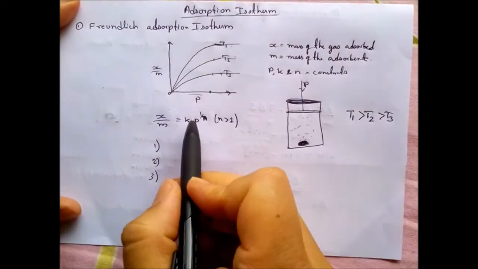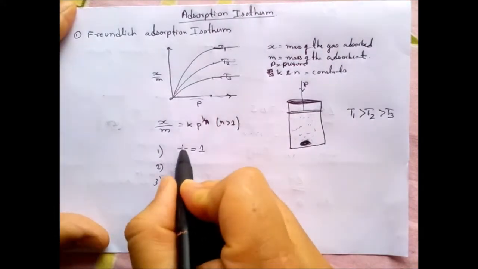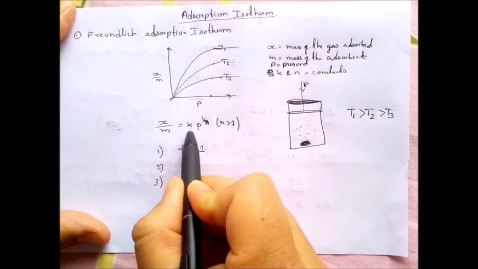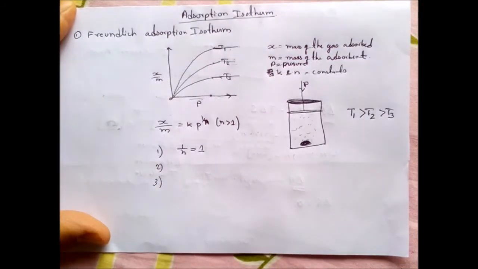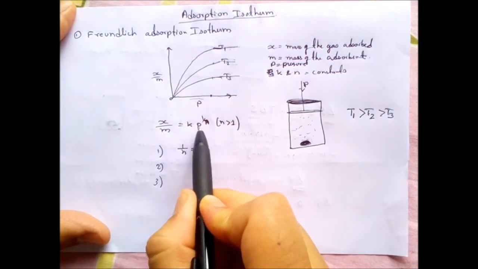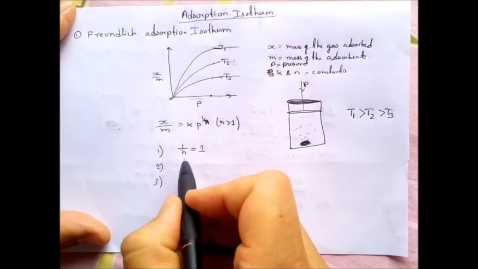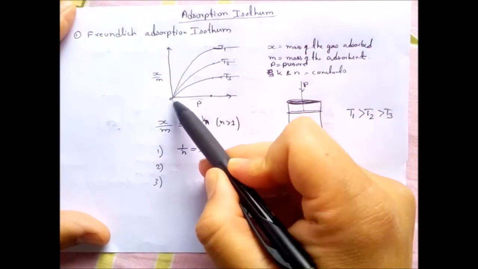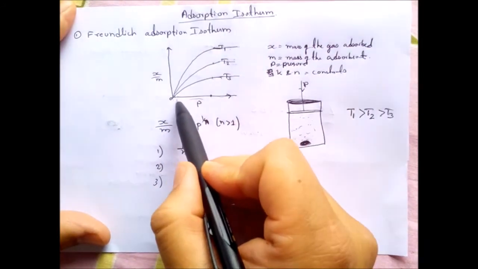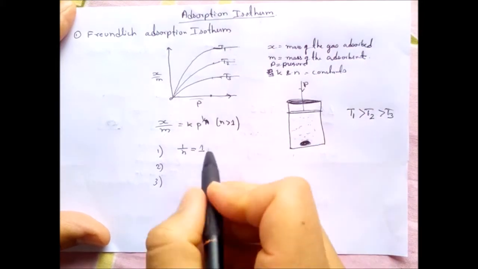Now we'll look at it mathematically. It's 1 by n. Case 1: when 1 by n equals 1, that means x by m equals kp, right? P is the pressure here. So x by m is directly proportional to the pressure, because the power is 1. This is the initial condition. When the pressure increases, x by m also increases, the amount of adsorption also increases. So this is case 1.